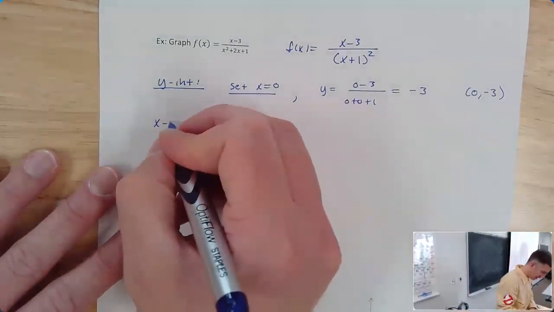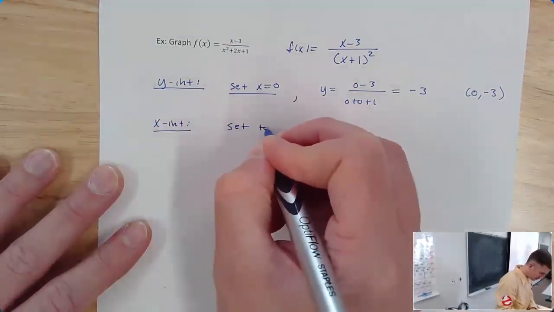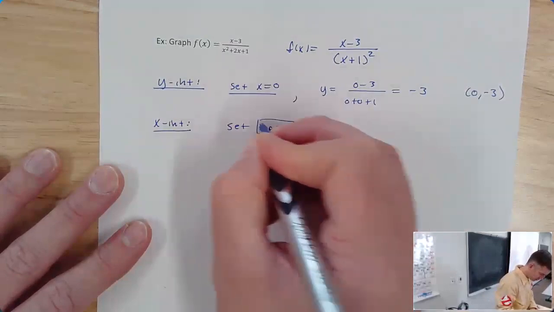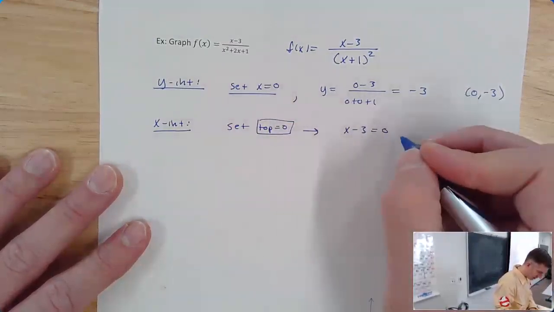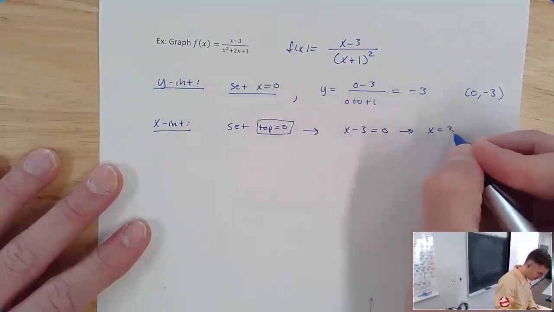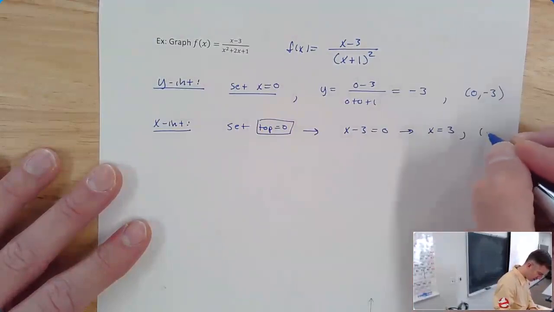Find the x-intercept. We're going to set the top equal to 0, which means we're going to get x minus 3 equal to 0, which becomes x equal to 3. So our x-intercept is the point 3, 0.